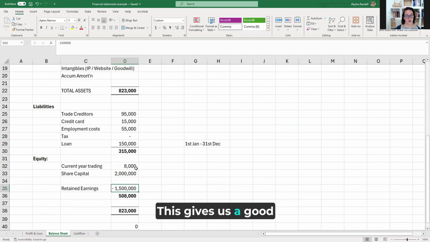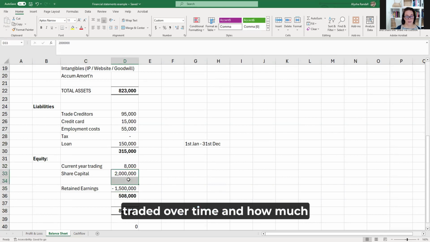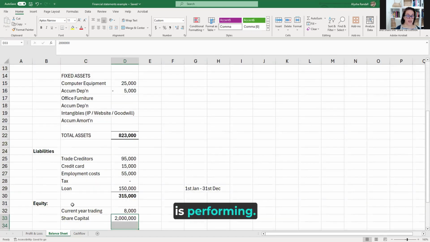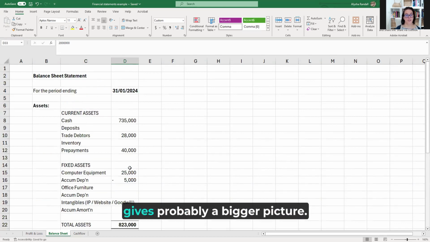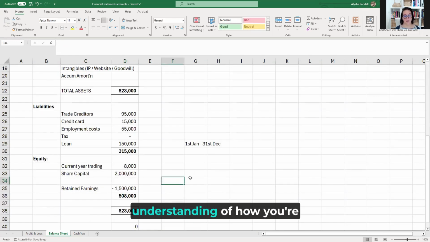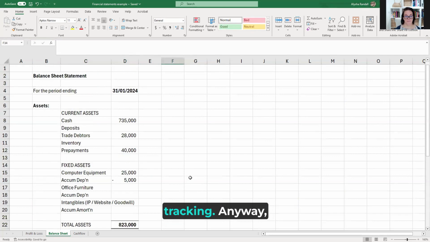This gives us a good understanding of how you've traded over time and how much investment you've taken. So you can see from a balance sheet, you can really get a good feel for how the company is performing. It's not all on the profit and loss. The balance sheet certainly gives probably a bigger picture, and it also gives you a good understanding of how you're tracking.